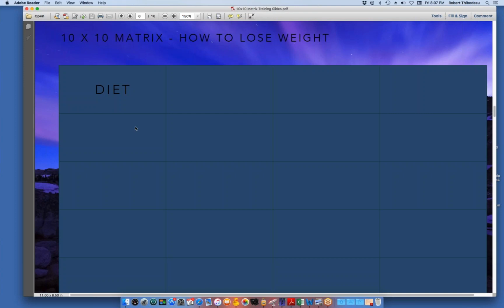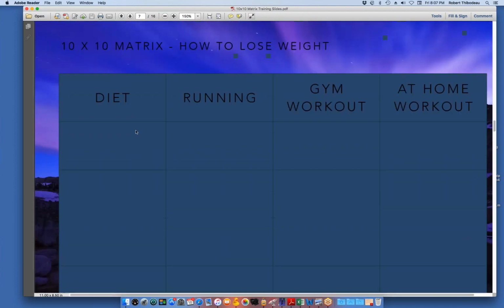And the first method is diet. All right. So if that is your niche, losing weight, you can put diet in one column. We'll come on down here, and you got running. You could do gym workouts. You could do at-home workouts, whatever the case may be. Okay, that is your niche. All the different ideas that you're covering in that niche can go right across the top of your form. So you have, in this example, how to lose weight.